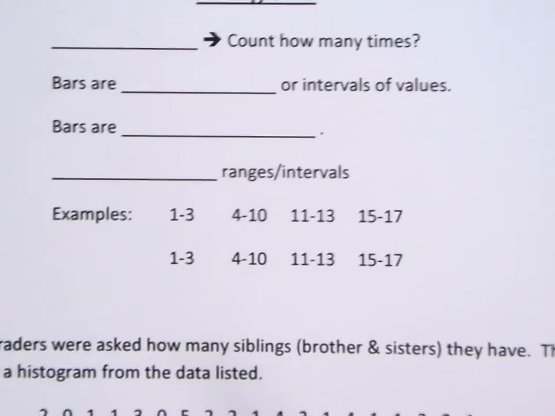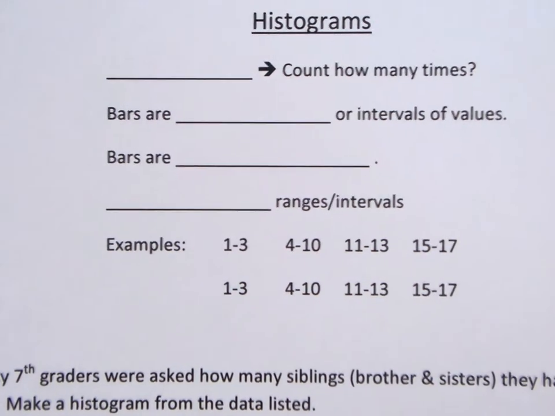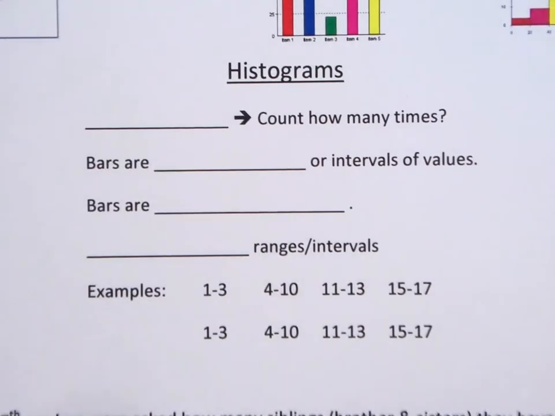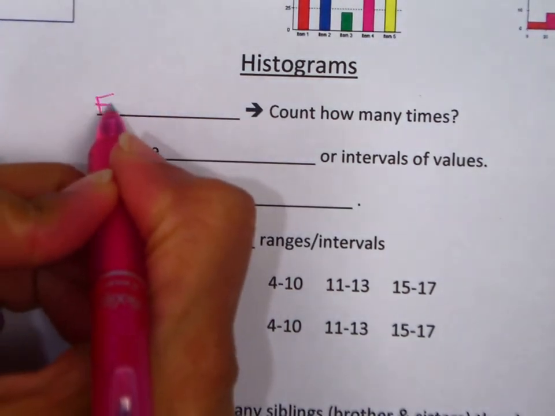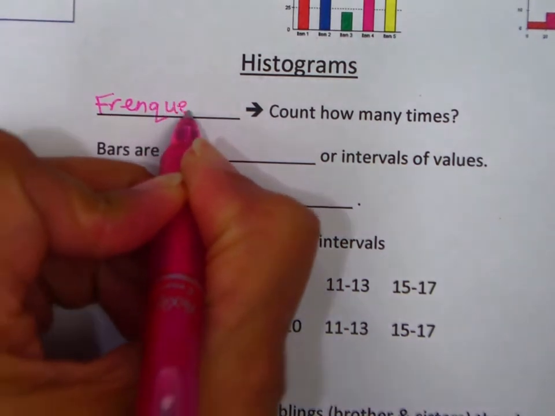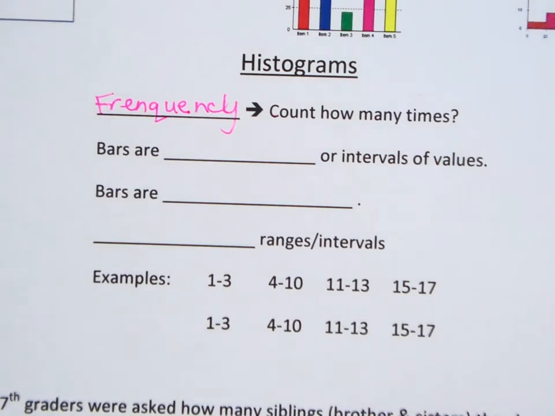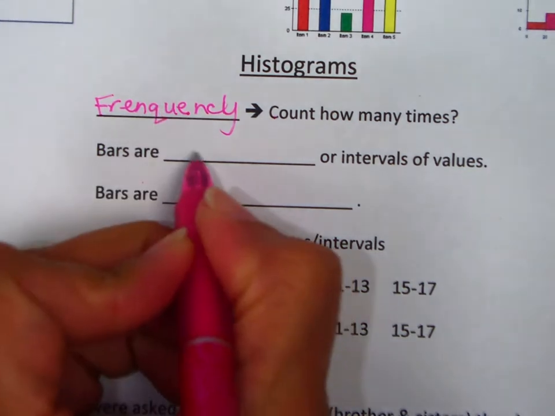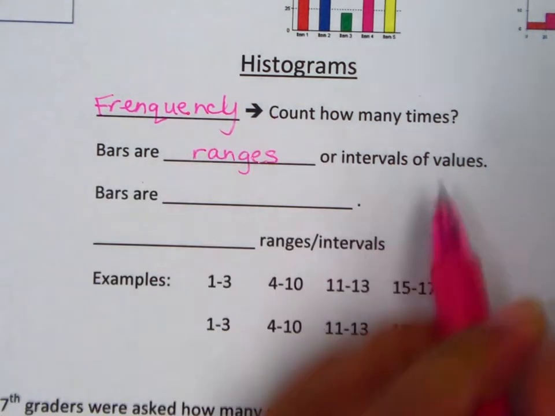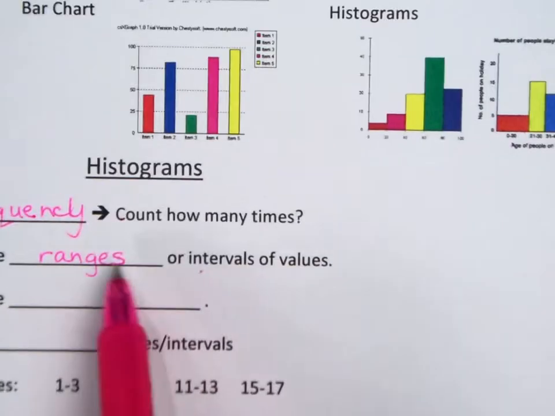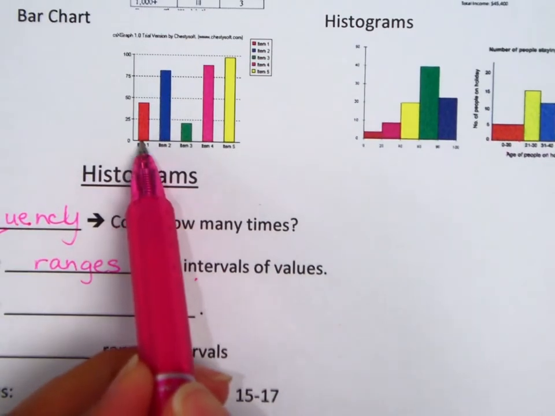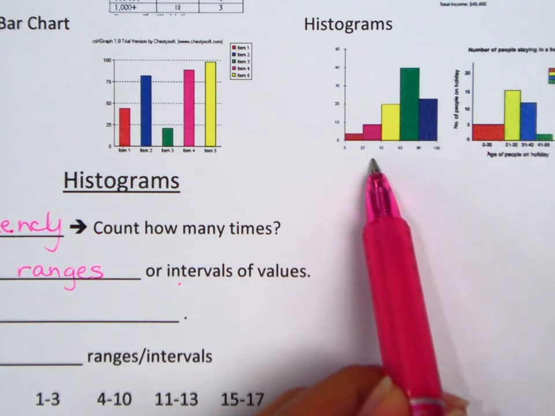So let's see what we can do about histograms. Let's make one after we find out some information about it. Histograms are about frequency. Remember, how many times something happens. You're going to have to count how many times something is occurring, and that's going to be your frequency, and we will use frequency tables sometimes to help us with that count. Bars are ranges or intervals. That's what I was talking about here. These bars represent a number or a word. These represent ranges of numbers or intervals of numbers.